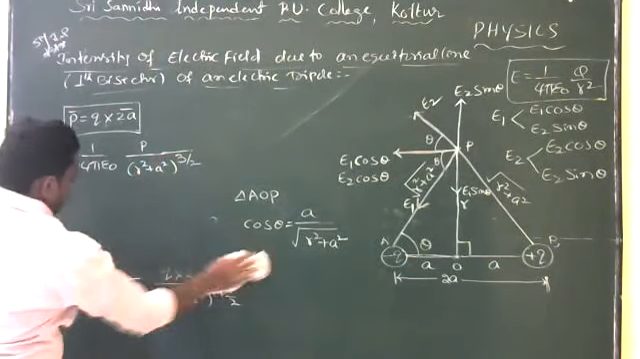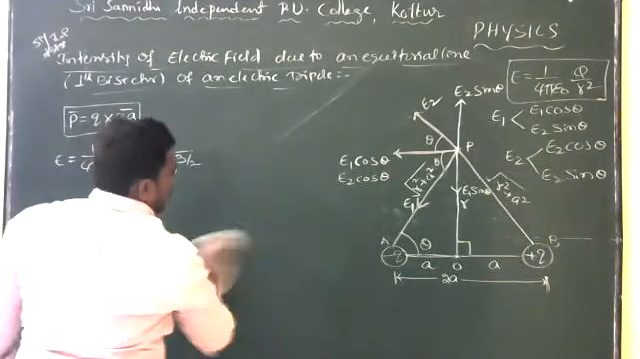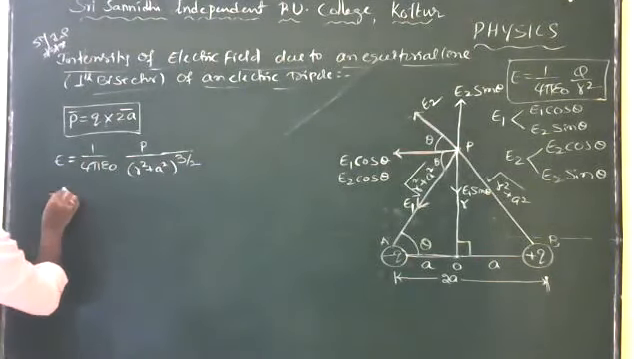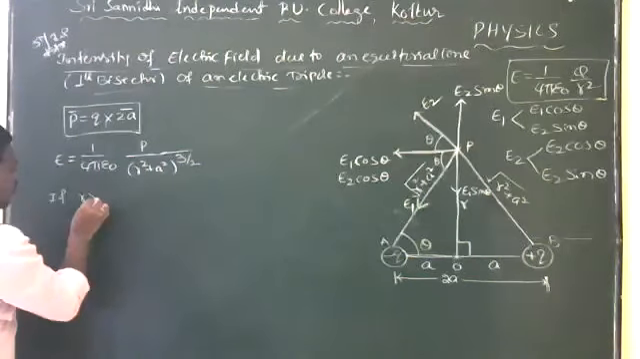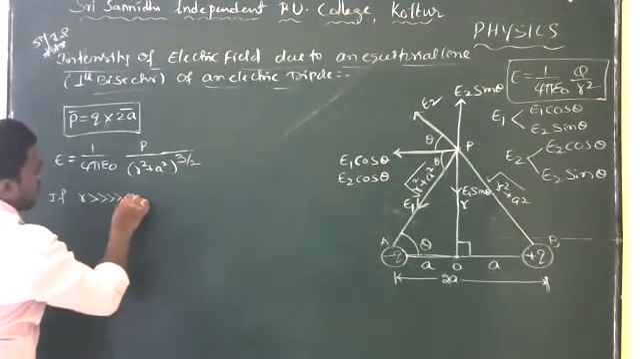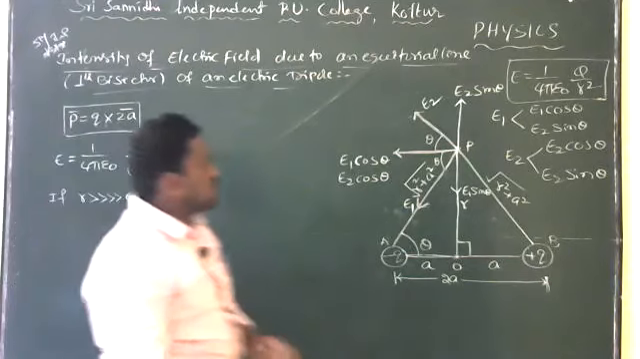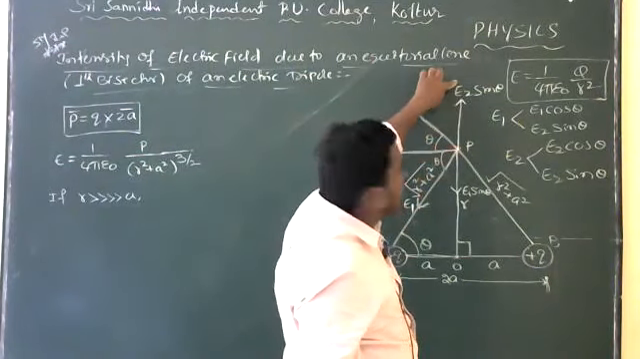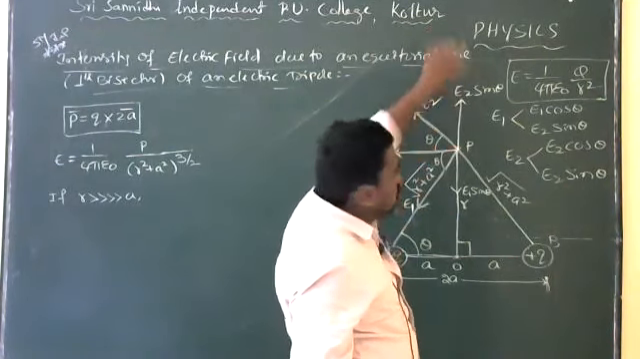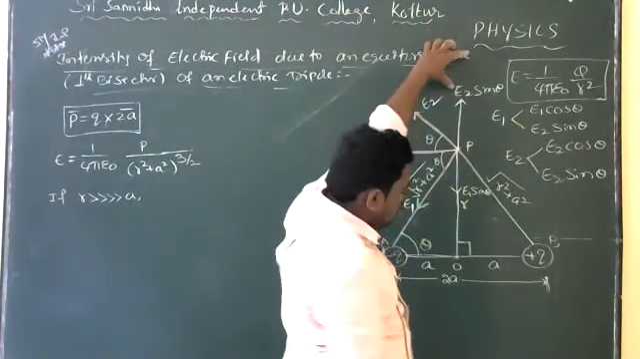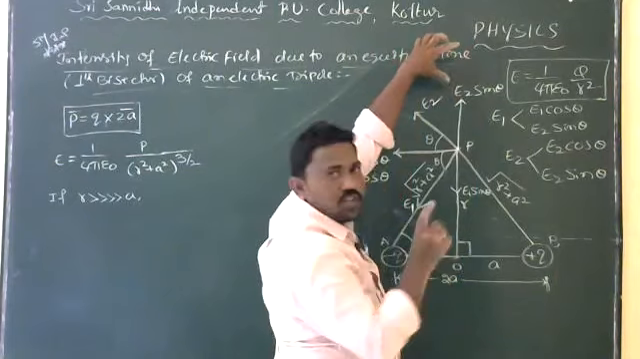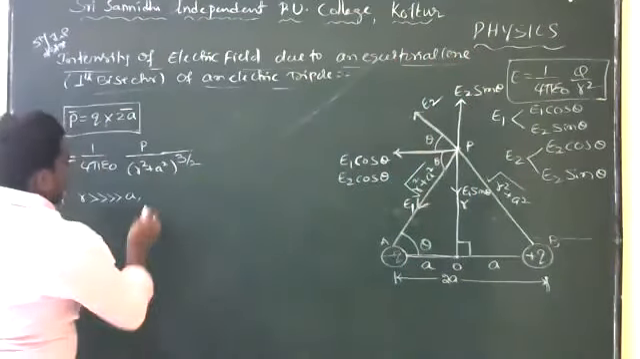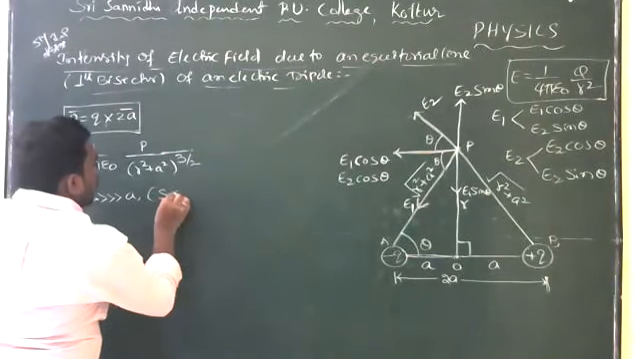So we know that if small r is very much greater than A, that is, the value of R is increasing but the value of A is very small, so small r is very much greater than capital A. That means it is a small dipole.